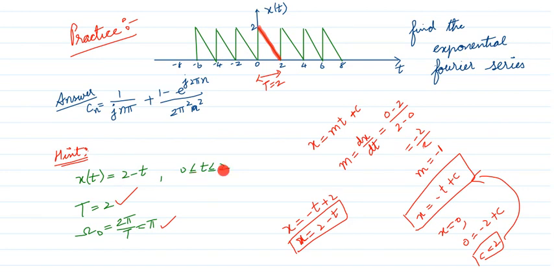This is a very important step. If a waveform is given, you have to identify and express this waveform mathematically. Then only can we integrate and proceed. So I explained how we got 2 minus t. Now you have to find out Cn. Cn should be this answer. I request you to solve this on your own.